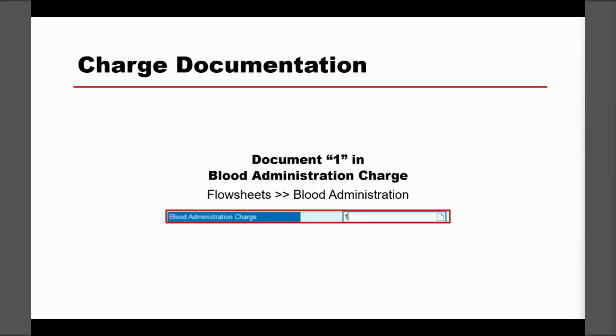The next thing you want to do, and this really can be done at any point in the administration, is to document the blood administration charge. This just tells the system that the patient needs to be charged for the blood administration. And the way you do that is under flow sheets, blood administration, you find that blood administration charge and you just put a 1 because they're getting 1 unit. And again, that can be done really at any point in time, but it's best done at this time.